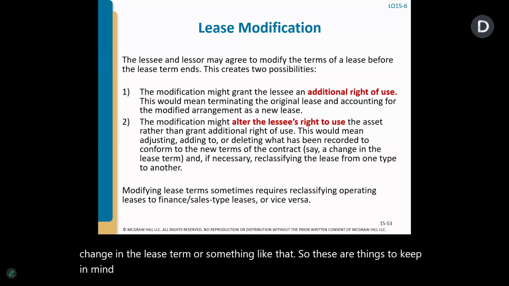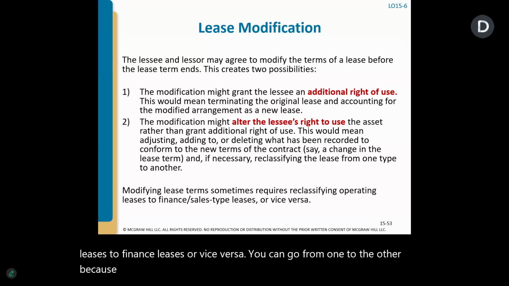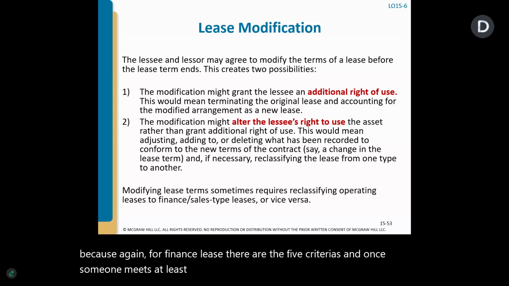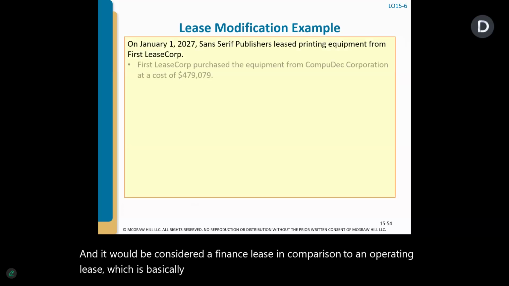And if it's necessary, we'll reclassify the lease from one type to another. Modifying lease terms sometimes requires reclassifying operating leases to finance leases or vice versa. It can go from one to the other because, again, for a finance lease, there are those 5 criteria. Once someone meets at least one, it would be considered a finance lease in comparison to an operating lease, which is basically just like a rental agreement.